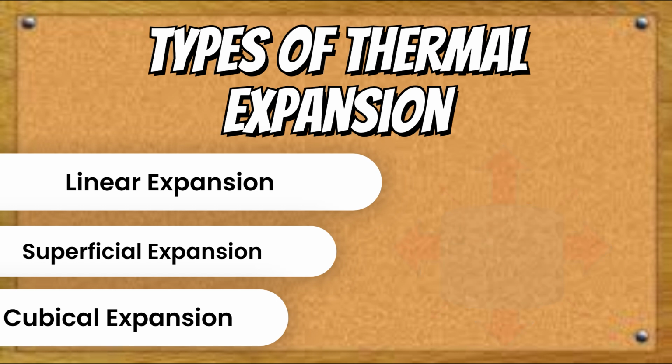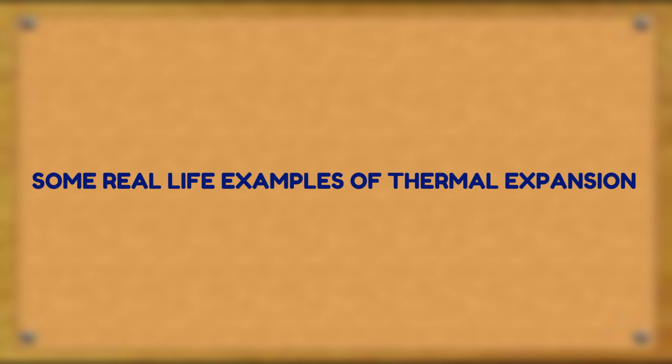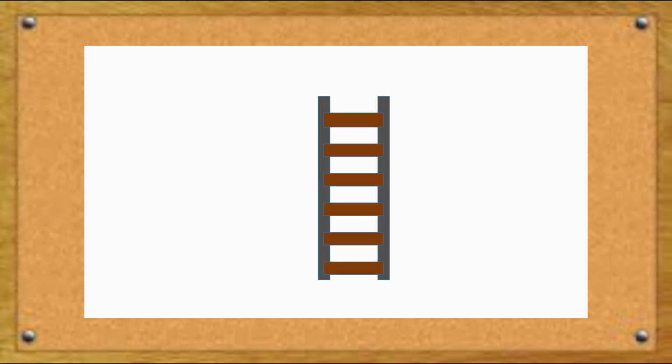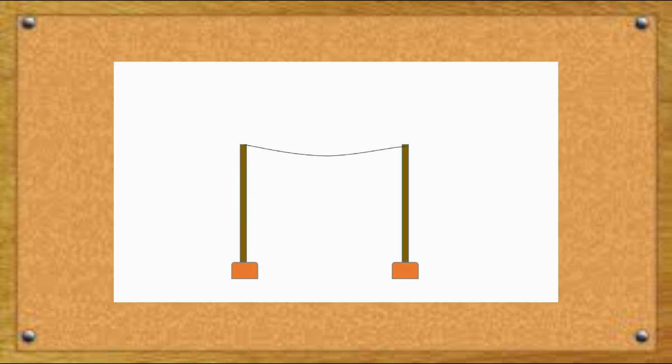Now, let us look at some real-life examples of thermal expansion to understand this concept even better. Gaps are left between railway tracks to allow expansion during summer. Electric wires are kept loose so they do not break when temperature increases. Hot air balloons rise because hot air expands and becomes lighter.